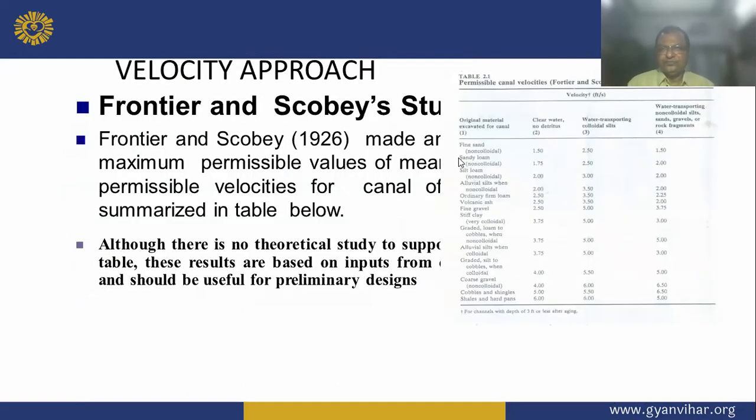Now velocity approach. Fortier and Scobey, 1926, made a table of maximum permissible velocities for canals. Although there are theoretical studies, the results are the best of the input and should be usable in canal design and other design.